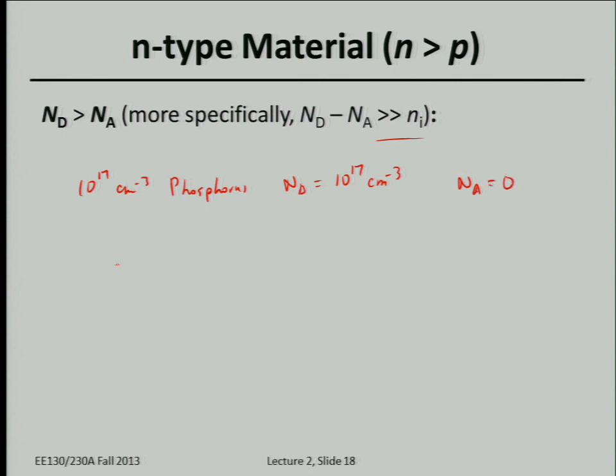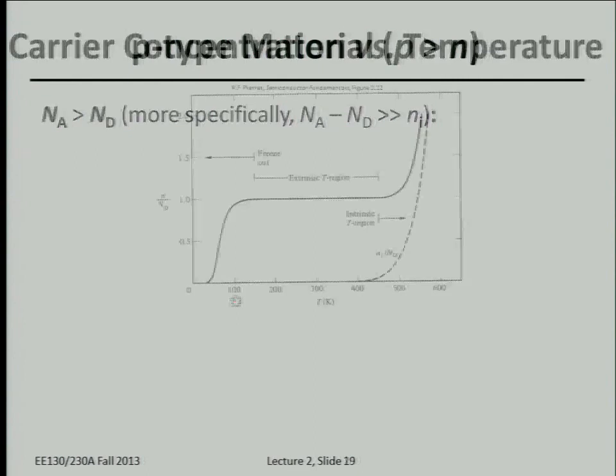Tell me then, what is going to be N based on what we just did in the previous slide? 10 to the 17. Very good. And what will be P? 10 to the 3rd per centimeter cubed. Great. And we already did that.